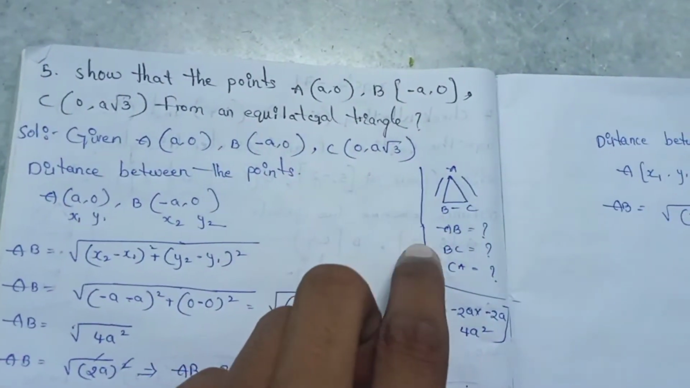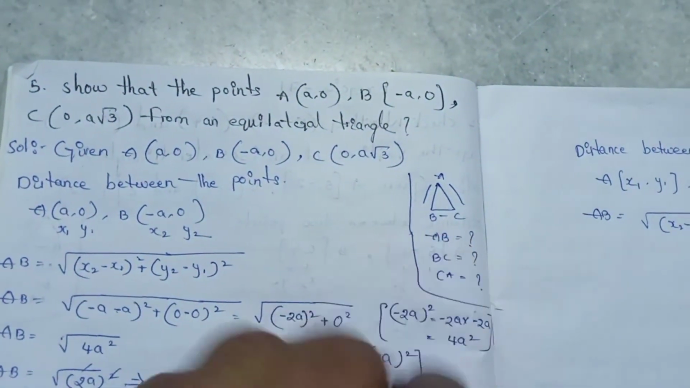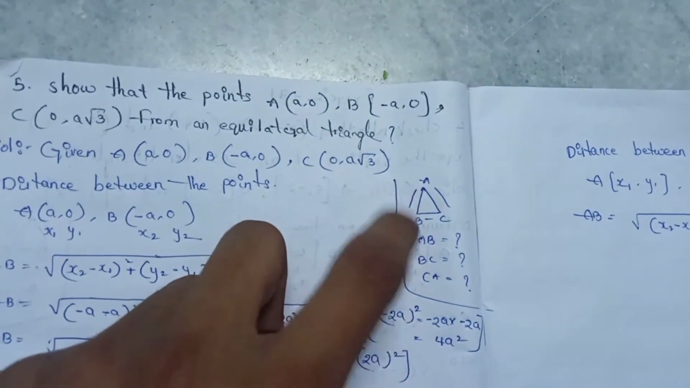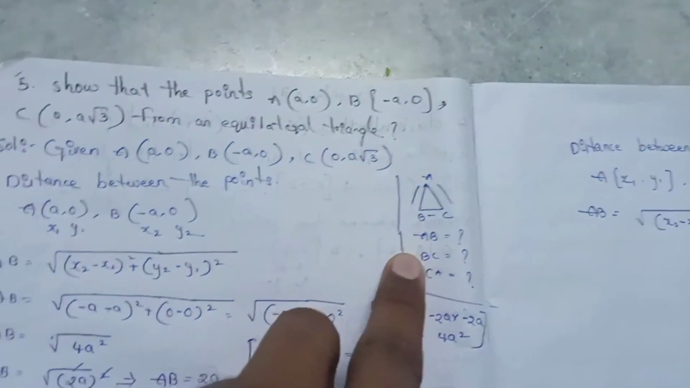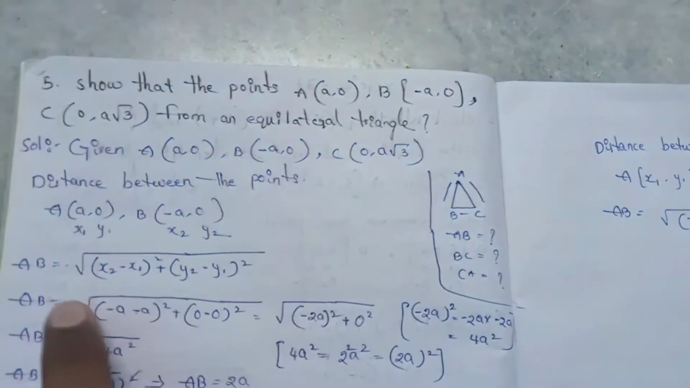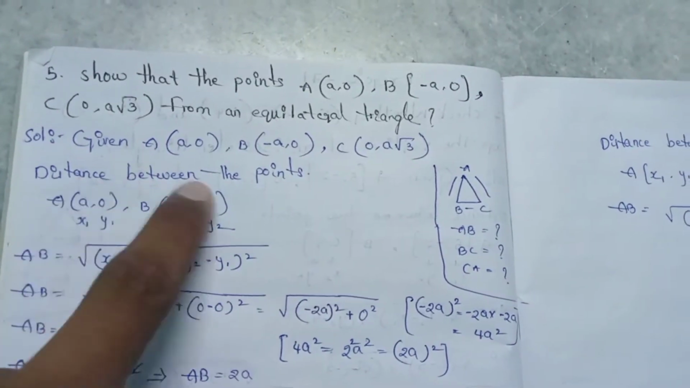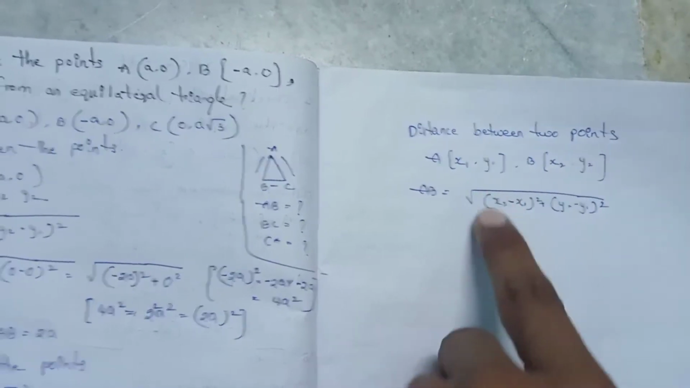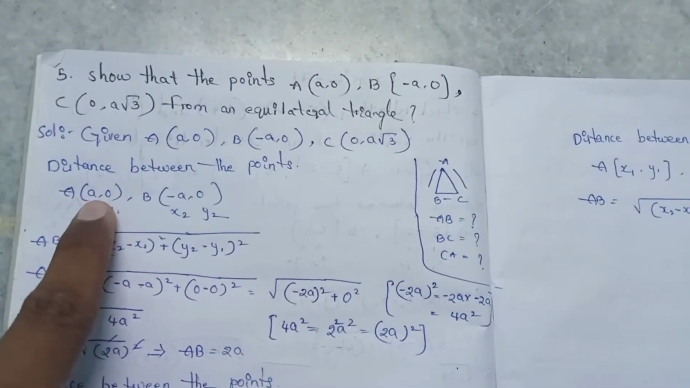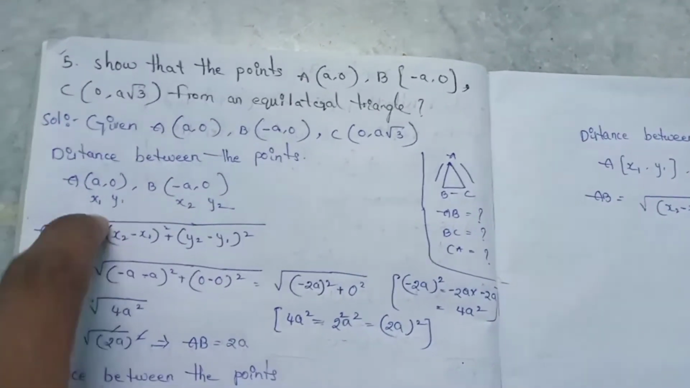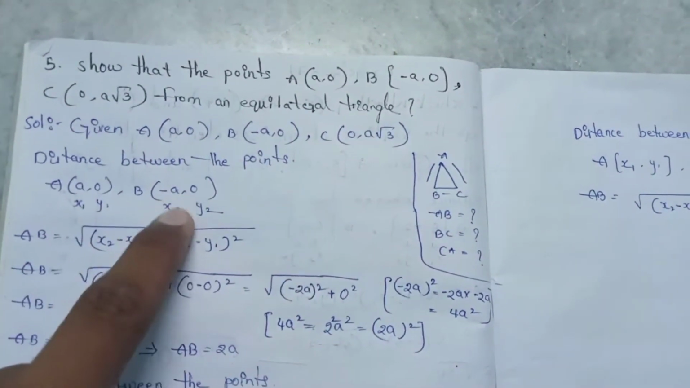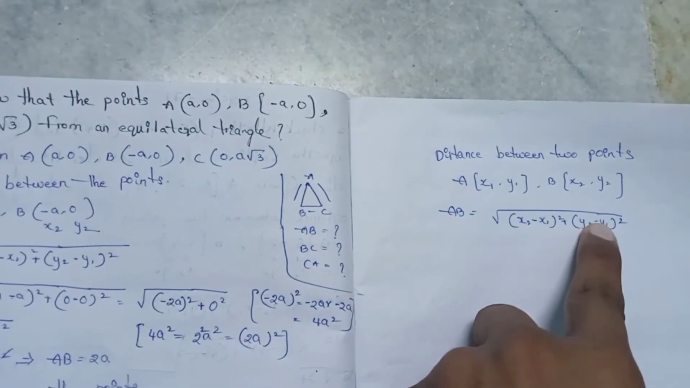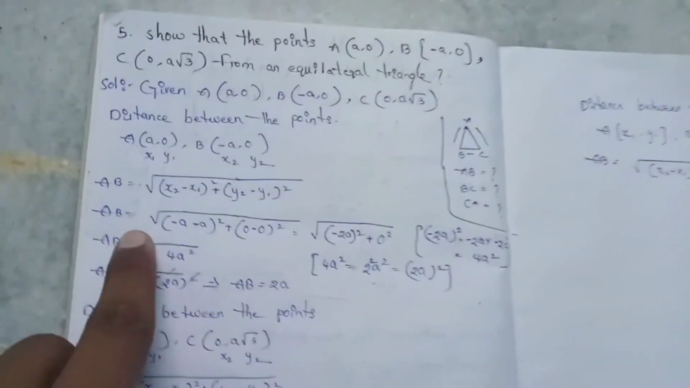Now we have to find the distances of the three sides, that means AB, BC and CA. Let us find the distance of AB first. The distance formula between the points A (x1, y1) and B (x2, y2): A is A comma 0, B is minus A comma 0. This is x1 and y1, this is x2 and y2. The formula is root of x2 minus x1 whole square plus y2 minus y1 whole square.